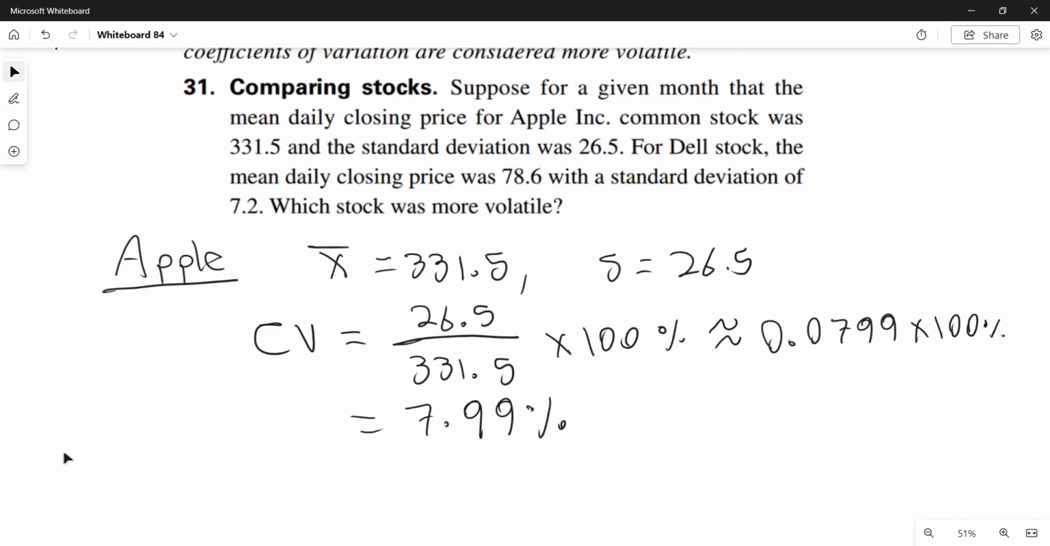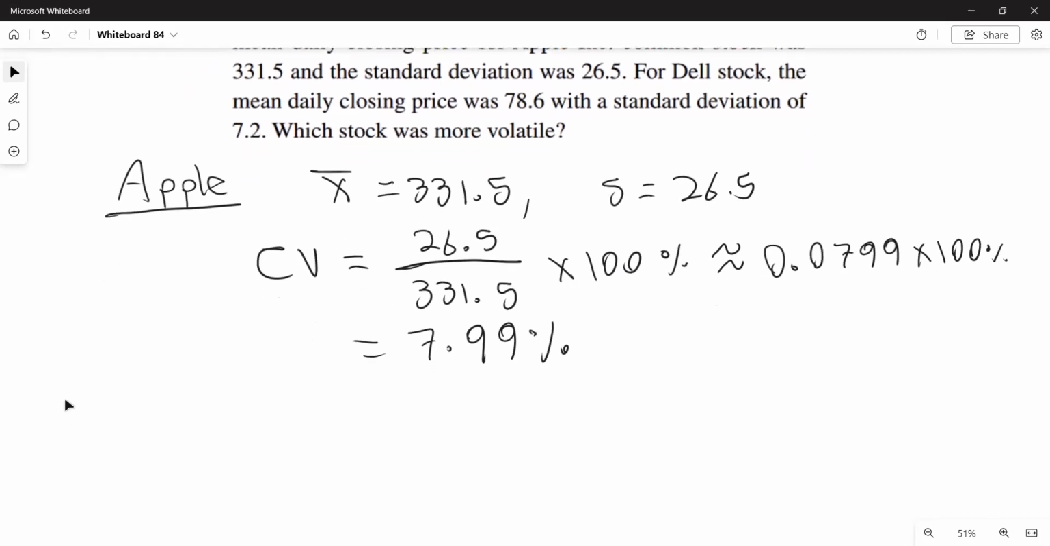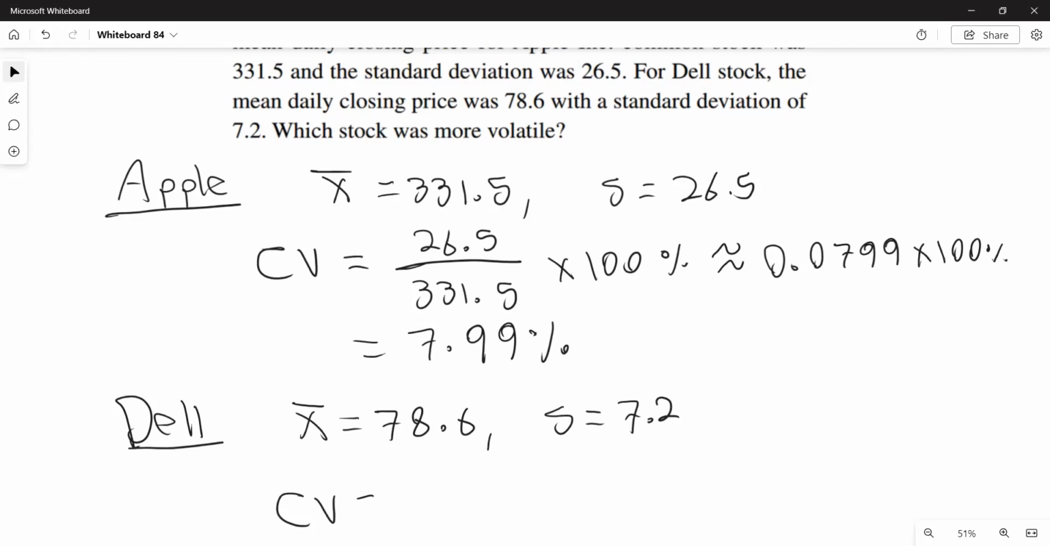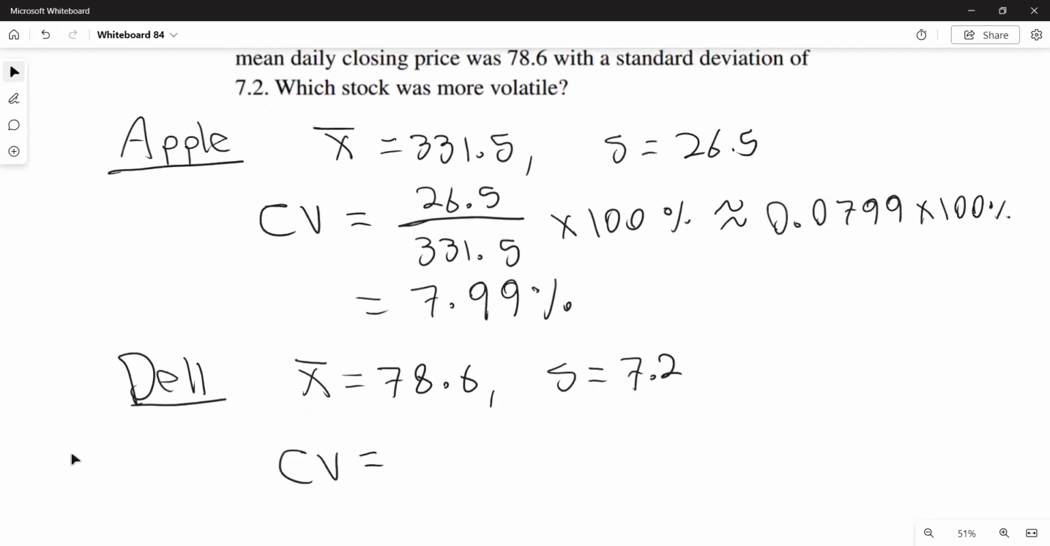And for Dell, it has a smaller standard deviation, but also a smaller mean. The mean daily closing price was 78.6, and the standard deviation was 7.2. So the coefficient of variation is 7.2 over 78.6 as a percent. 7.2 over 78.6 is about 9.16%.